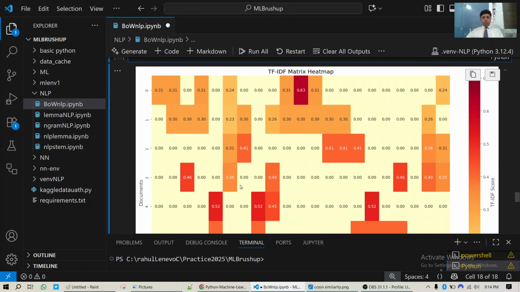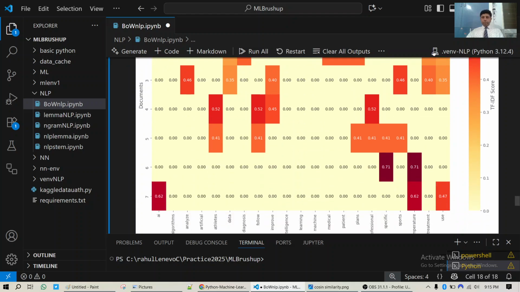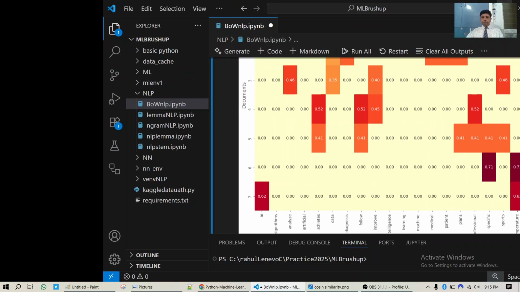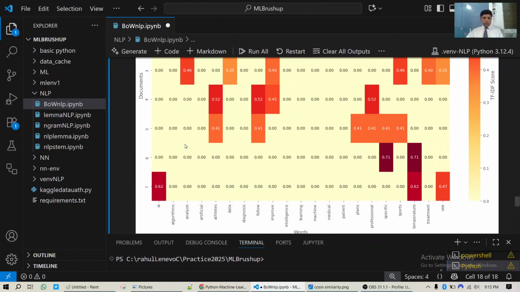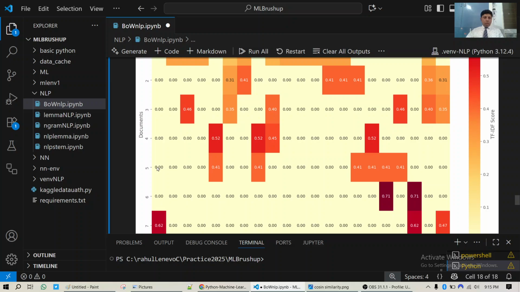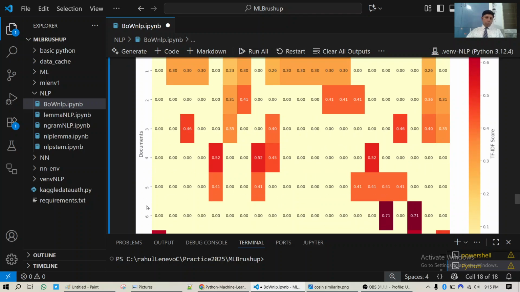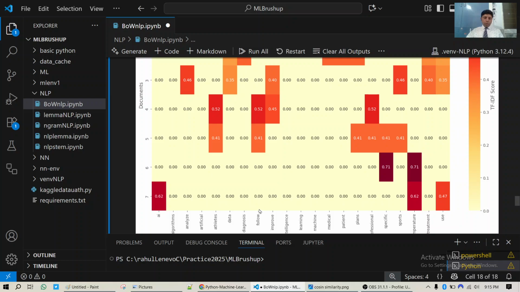If you look into this, these are the documents, right? These are the vectors. You can see 0, 1, 2, so the documents 0 to 7, and this is the emphasis of these words that are used, right?